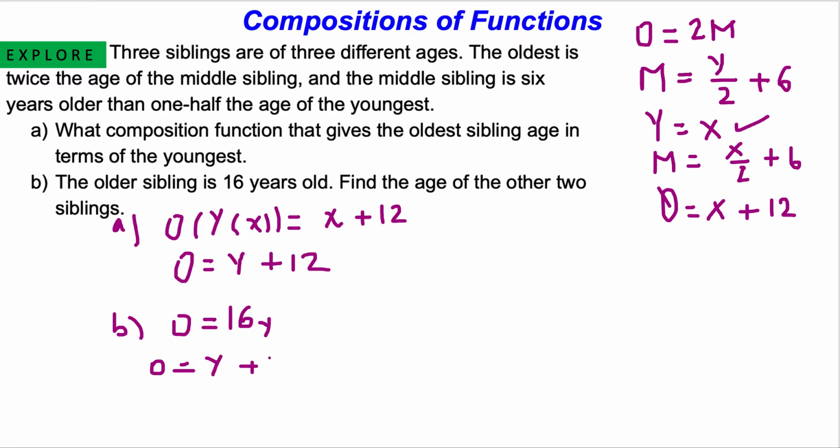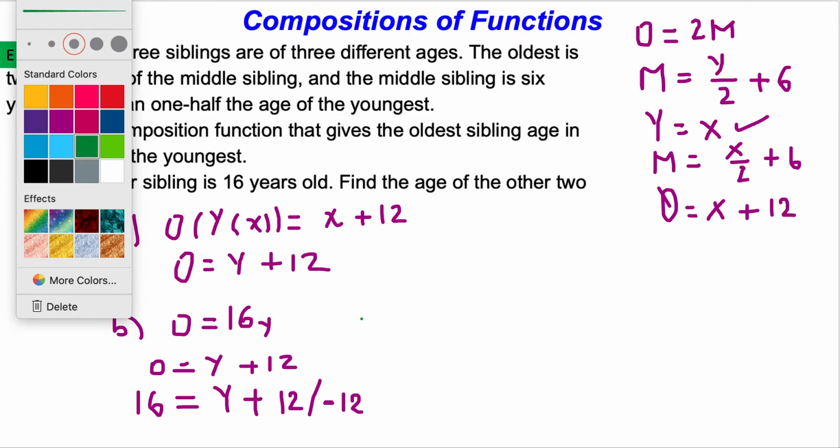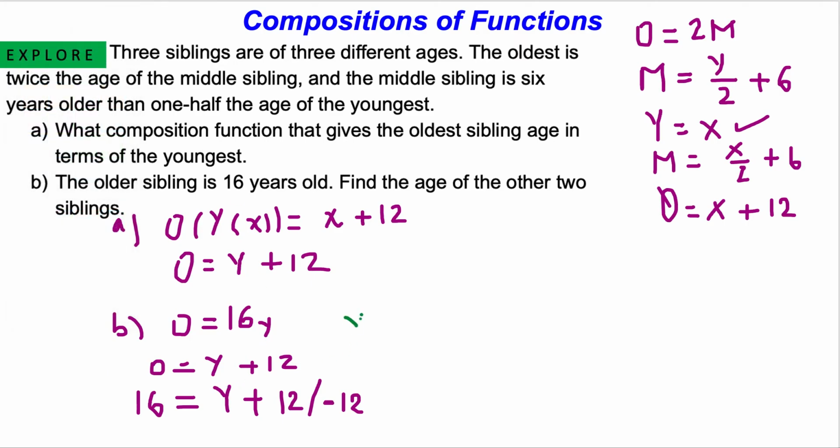And now I want to find out how old the youngest one is. Because the oldest is 16, I can substitute the numbers here: 16 equals the youngest one plus 12. And now I can solve this equation for the youngest one. I subtract 12 from both sides, and the minus 12 cancels the plus 12. So what I get here is just the youngest one, which is equal to 16 minus 12, which is 4. So already we found here the youngest one is 4 years old.